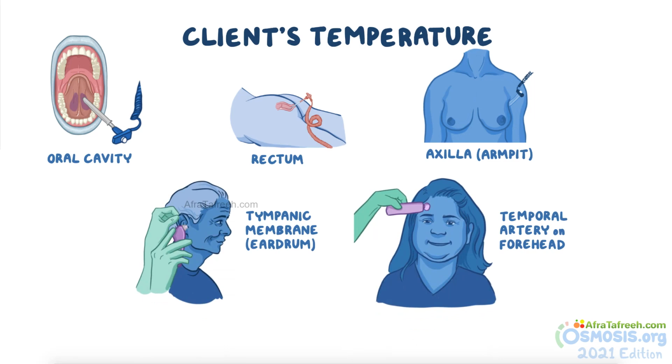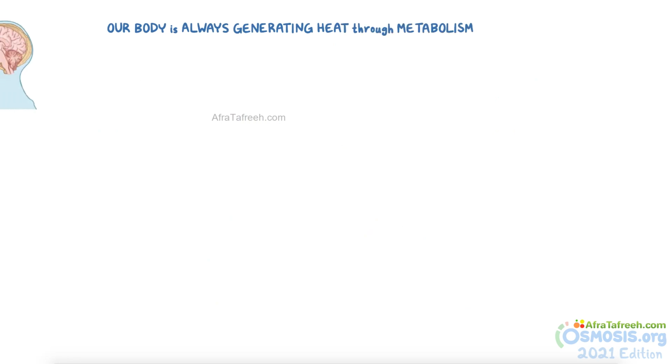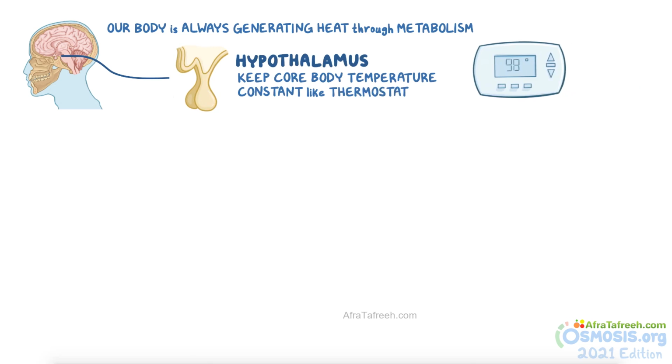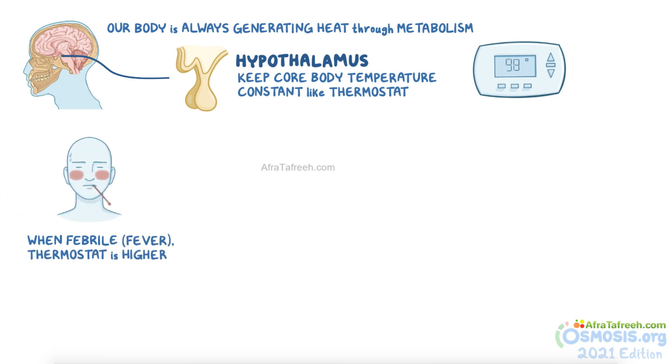Before we discuss how to measure your client's temperature, we need to cover some definitions. Our body is always generating heat through metabolism, and a part of the brain called the hypothalamus tries to keep the core body temperature constant like a thermostat. When we are febrile, meaning we've got a fever, the thermostat is raised higher, and this can be due to an infection, inflammation, or cancer.